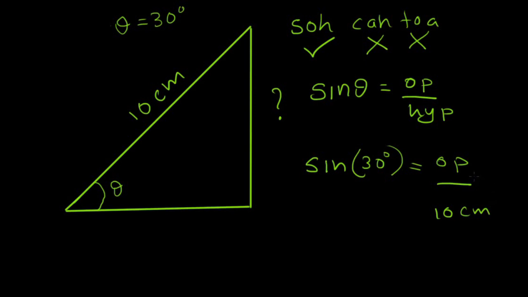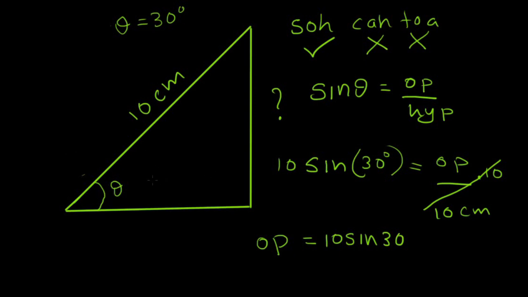And now if we multiply both sides by 10 centimeters, we will get something like this. This 10 and 10 will cancel, because if you multiply something by a number and divide by it, we are cancelling what we just did. So we can write the opposite side as 10 sine 30.